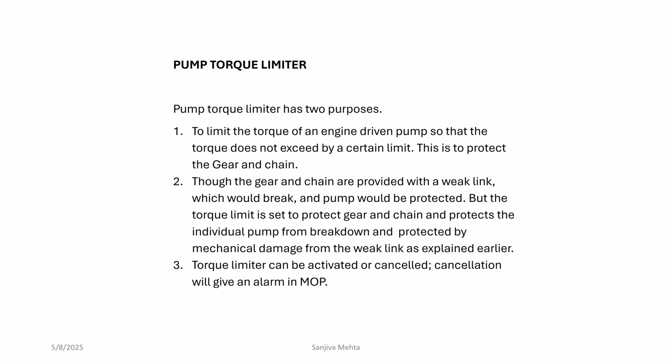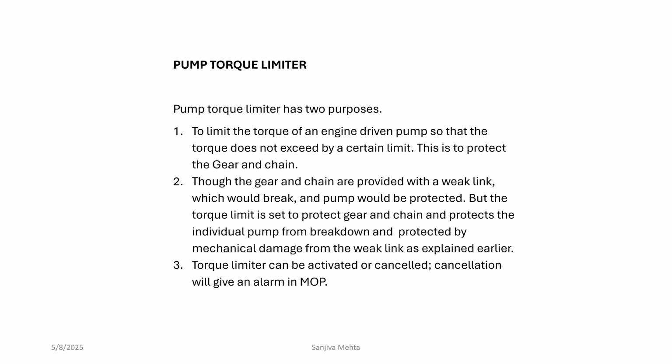Pump torque limiter. The pump torque limiter has two purposes actually. To limit the torque of an engine driven pump so that the torque does not exceed a certain limit. Naturally, this is to protect the gear and chain, because this is an expensive thing; with gear damage, the whole pump has to be replaced. Although the gear and chain are provided with a weak link, which would break and the pump would be protected, the torque limit is set to protect gear and chain and protect the individual pump from breakdown, and from mechanical damage from the weak link as explained earlier.